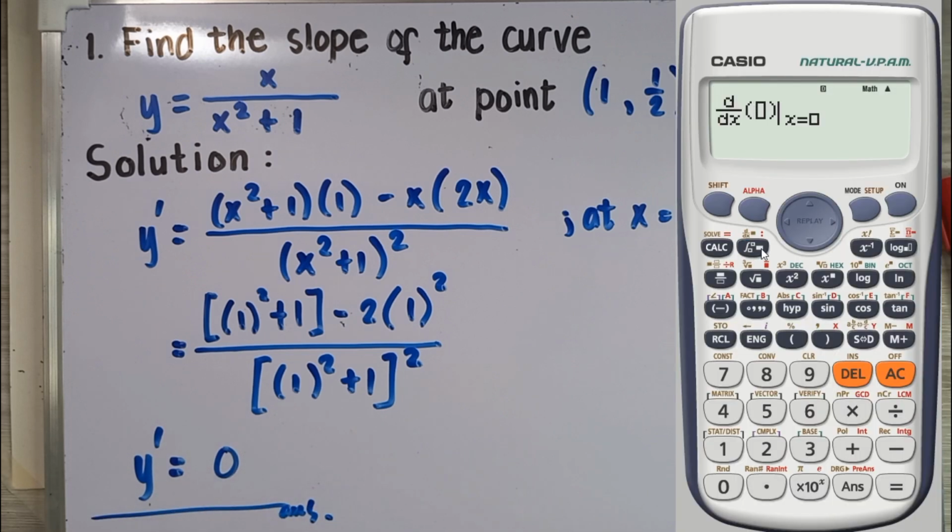Let's solve the slope using our calculator. Input x over x squared plus 1, and for the value of x, we will use 1. Press equals and the answer is 0.